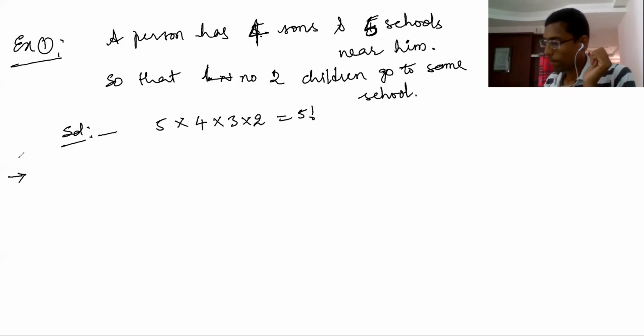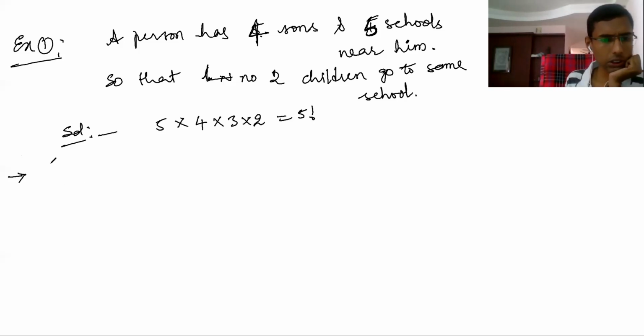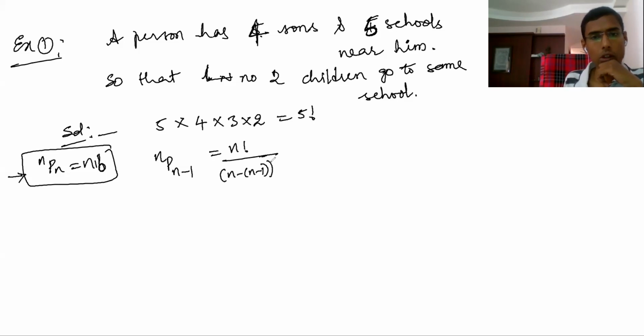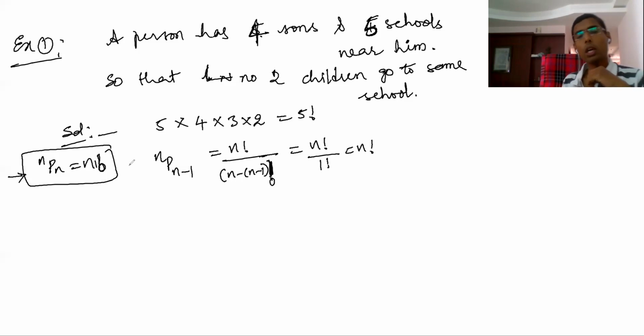Some things here I told you. The number of permutations of n different things taken all n at a time is n factorial. This is point number one. Another thing is the number of permutations of n different things taken n minus 1 at a time. If you see this one, n factorial by n minus 1 factorial, which is nothing but n factorial by 1 factorial, which is nothing but n factorial only. Both are the same.